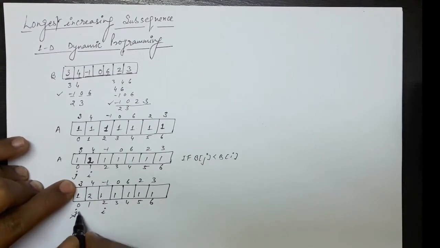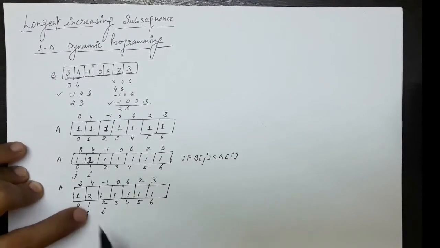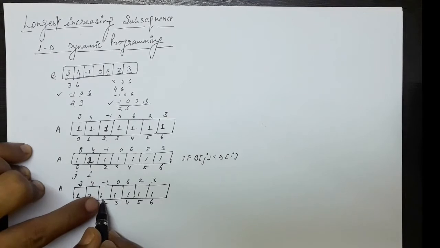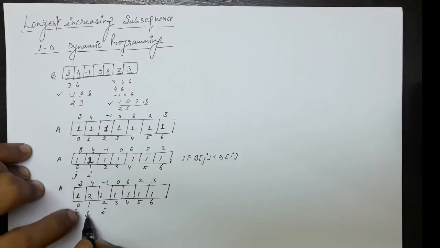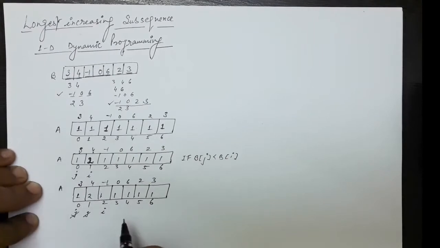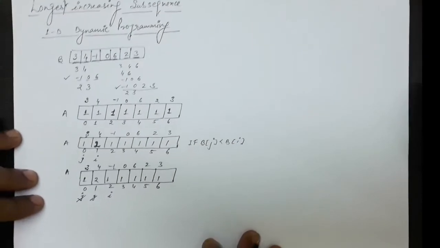So if this condition is false, you're going to increase this j and you will check the numbers in between j and I. Okay, so if 4 is less than minus 1, we would have increased the length of the subsequence, but this is not the case here. And then if you further increase this j, this will be equal to I. So that does not have any meaning because the single length array we have already seen. Now let's take the next step.